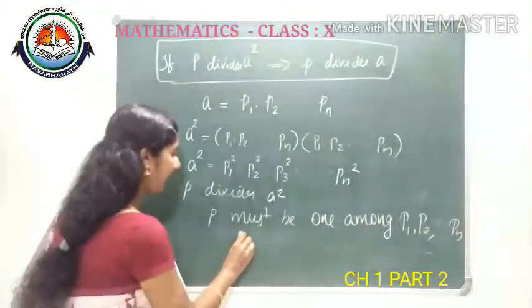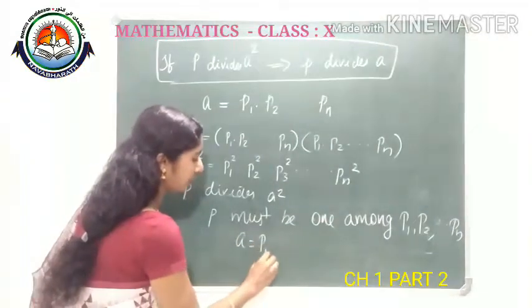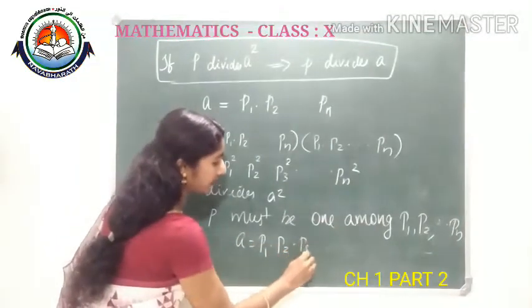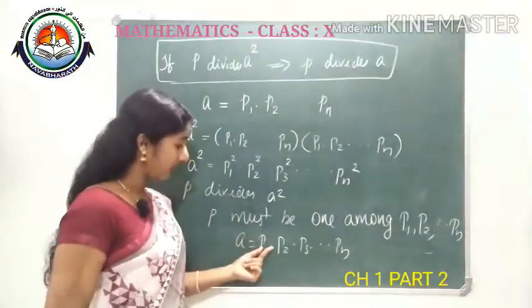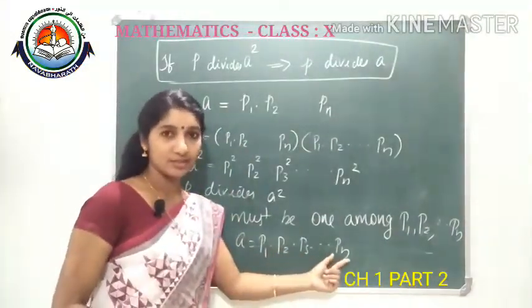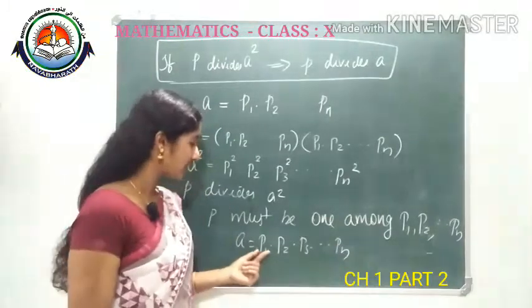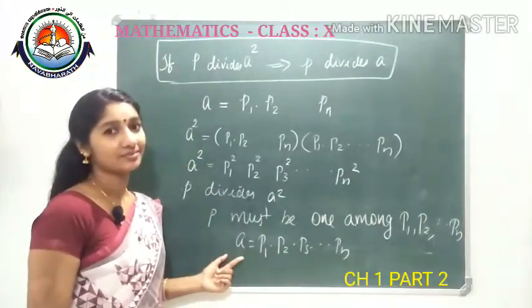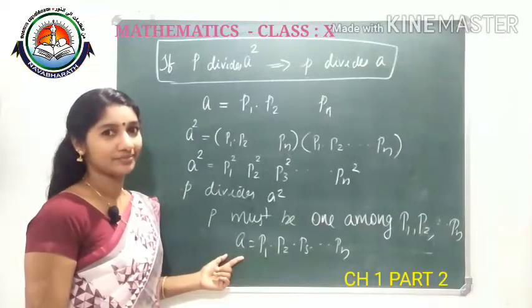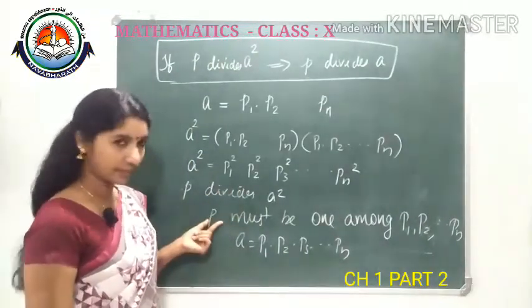So what is A? A equal to P1 into P2 into P3 into etc. Pn. See, P is one among P1, P2 etc. Pn. So it is sure P divides P1, P2, P3 etc. Pn. That means P divides A. Got the theorem? Once more means from here.